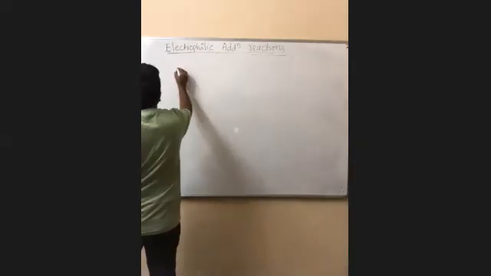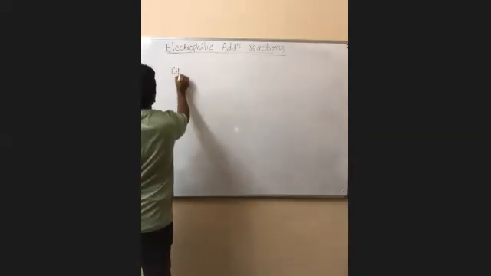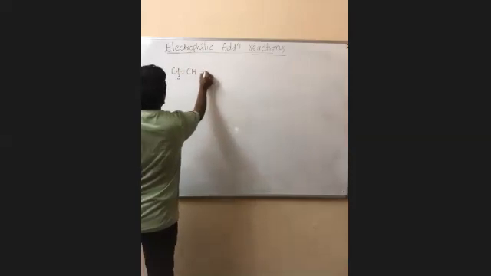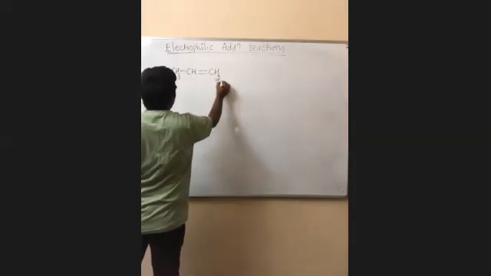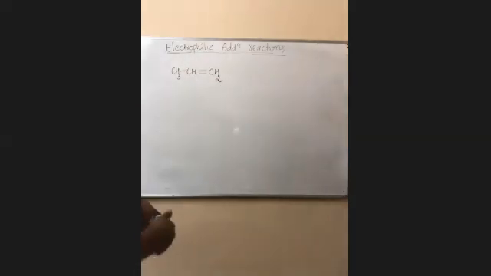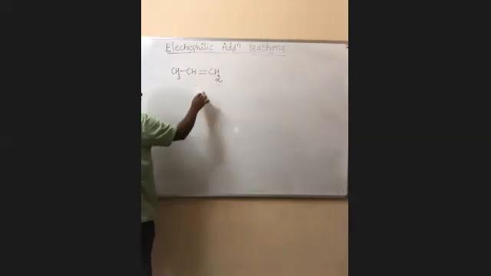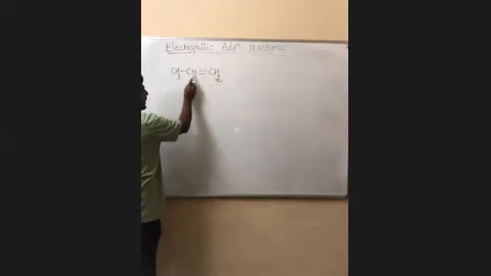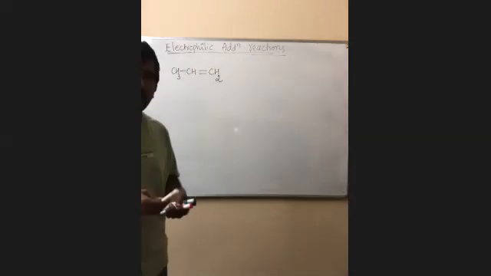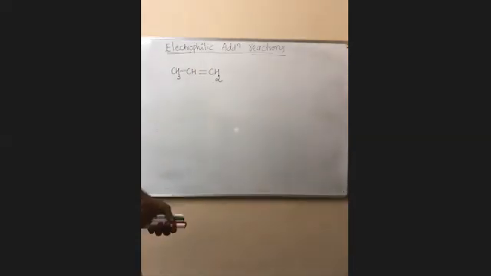For example, CH3, CH double bond CH2. This is an alkene. Now if you make a line on the double bond, this side is different, this side is different. Simply I am telling you, make a line on the double bond. This is unsymmetrical. Then when you are adding HBr to this, observe.